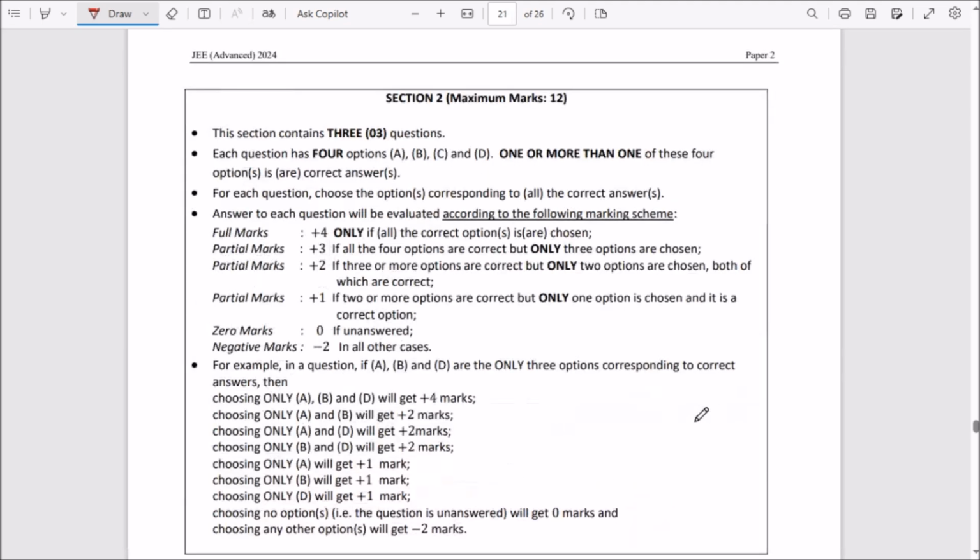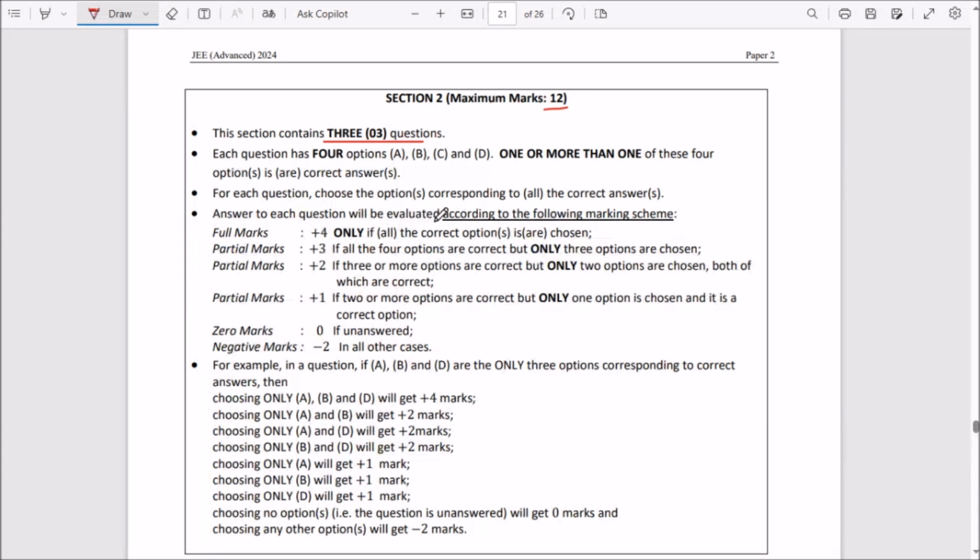Next, dear students, section 2 of chemistry carries 12 marks. This section contains 3 questions and each question has 4 options, A, B, C and D. One or more than one of these 4 options are correct answers. For each question, choose the option corresponding to all the correct answers.